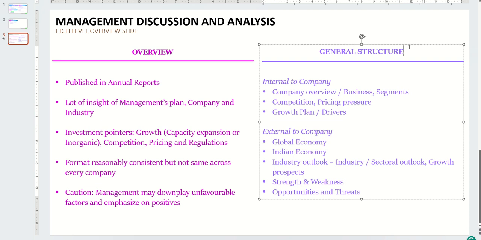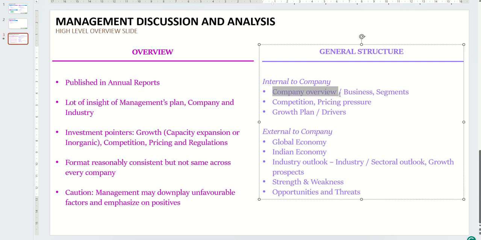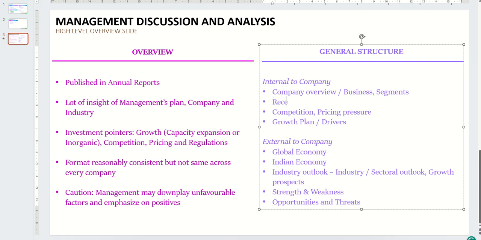Now, coming to the general structure, how the information is packed in the management discussion analysis section. There are two kinds of information. One is purely about the company. You will find the company overview, what the business segments are, how many locations they have. Those kinds of information will be coming here. You will also find their recent financial performance. What is the competition doing? Is there any pricing pressure? All that. And what are the growth plans for the next 3 years, 5 years? They have some strategy. The strategy around growth will come out in this section.